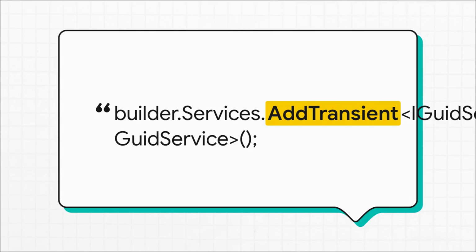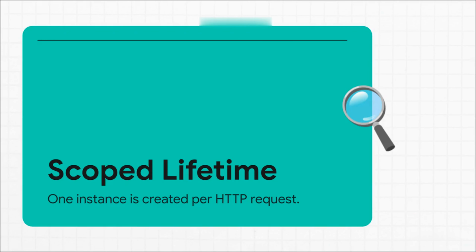And the implementation? It's incredibly simple. In your program.cs file, it's just this one line, AddTransient. You're basically telling the application, hey, every time some component asks for an IGuide service, just whip up a brand new GuideService instance for it. That's it.